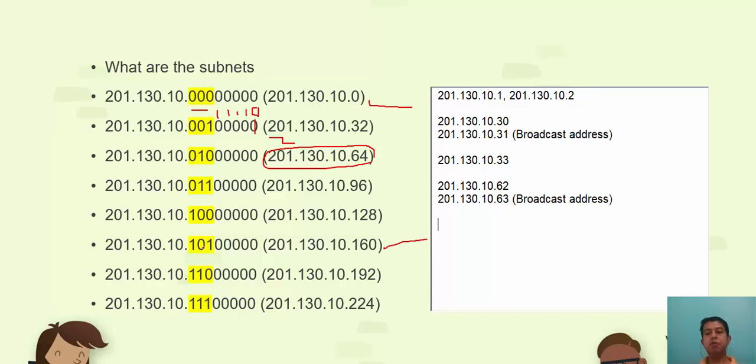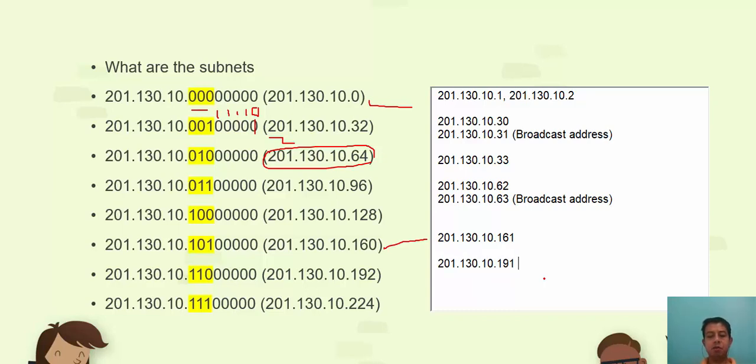The sixth subnet. So if someone asks you what is the range of IP address for the sixth subnet, for the sixth subnet it starts from 201.130.10.161, and the last one is 201.130.10.191, because the next subnet starts from 193. So the IP address previous to it is 200. So this is 201, not 210.